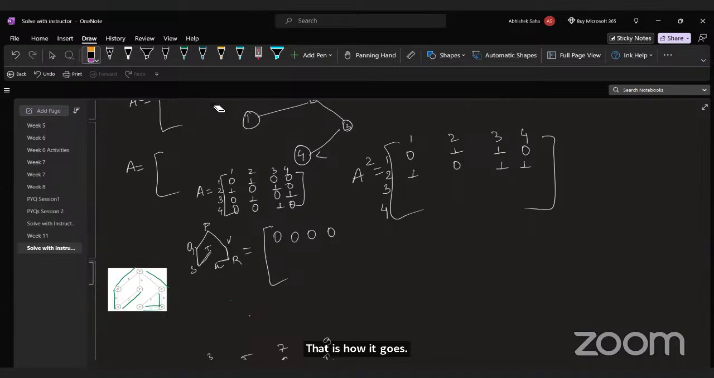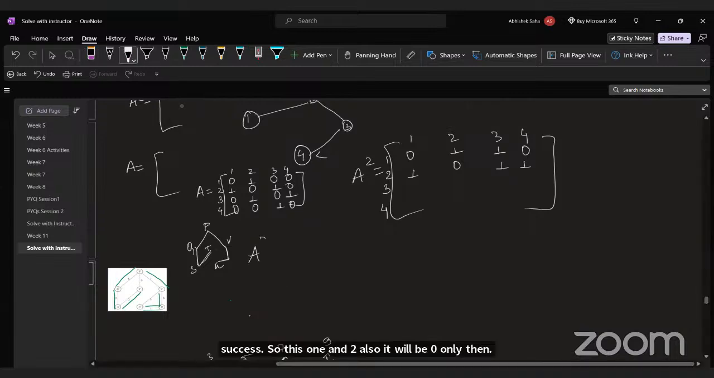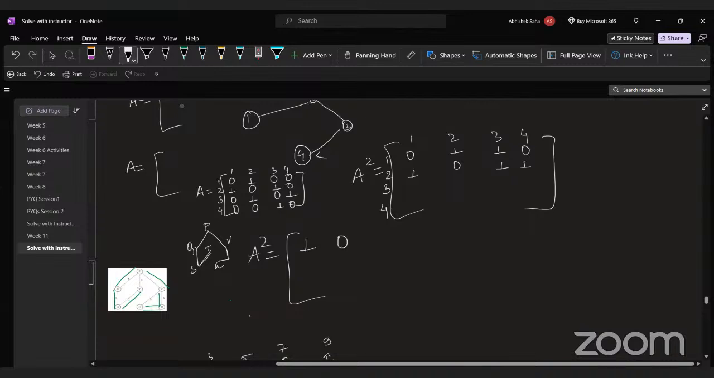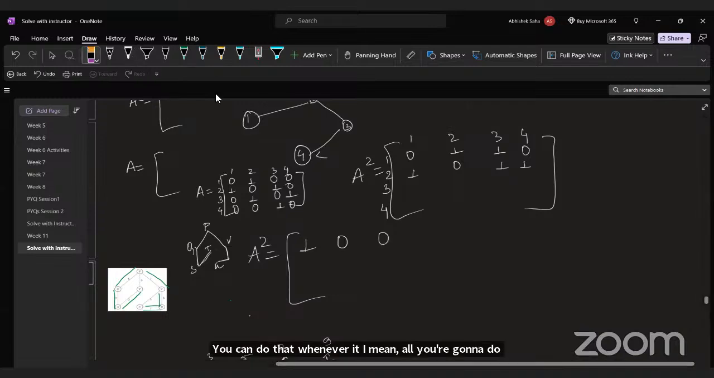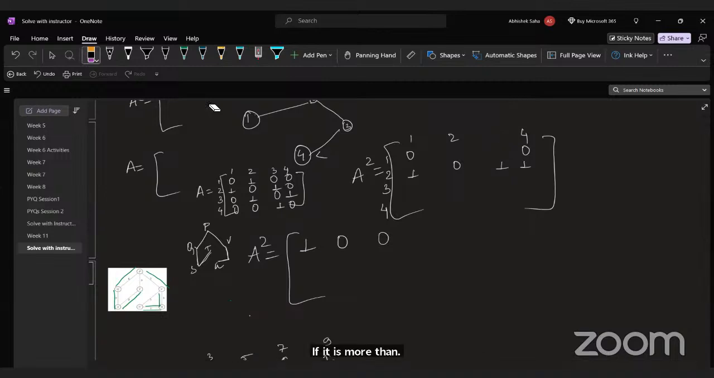So this 1 and 2 also will be 0 only? Let me check. In the A square matrix you have written 1 for 1 to 2, but actually that is 0, no? I'm not sure. Are you familiar with matrix multiplication? All you have to do is, after multiplication, if the value exceeds 0, make it just 1.